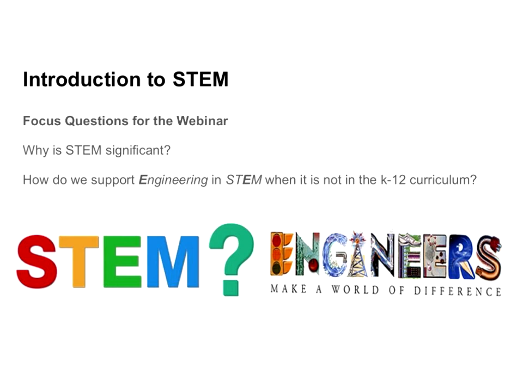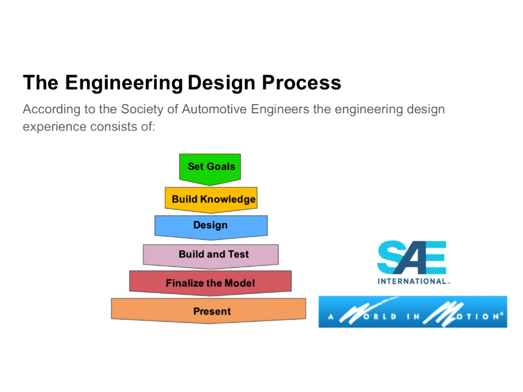So we're now going to take a look at engineering and STEM in particular, especially when it's not explicitly in our K-12 curriculum. What we'd like to do first is take a look at what the engineering design process looks like. The Society of Automotive Engineers has a program called A World in Motion. Maybe you can put a thumbs up if you're familiar with the program and a thumbs down if you're not.